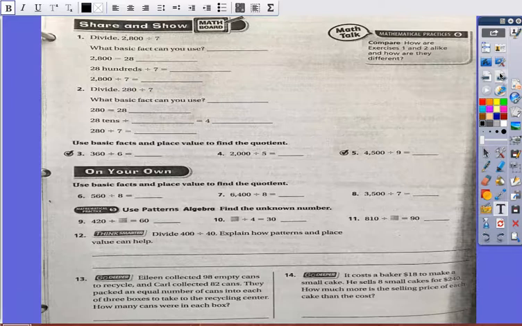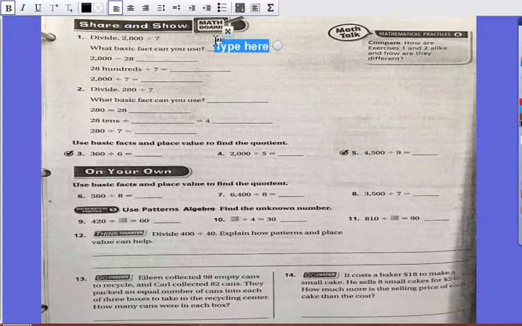Okay, share and show. Divide 2,800 by 7. So what basic fact can you use? Okay, so I'm taking a look at that number and I see 28 divided by 7. Okay, 7 times what, or think of it in multiplication, 7 times what equals 28. The answer for both would be 4. 7 times 4 is 28.